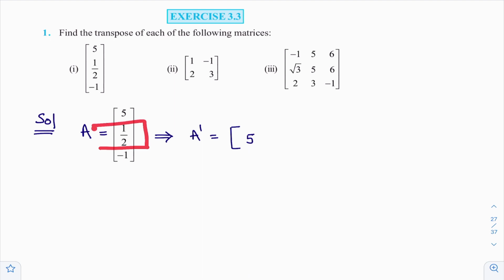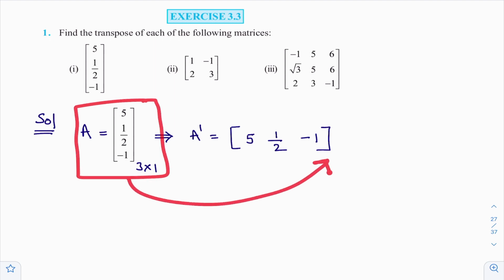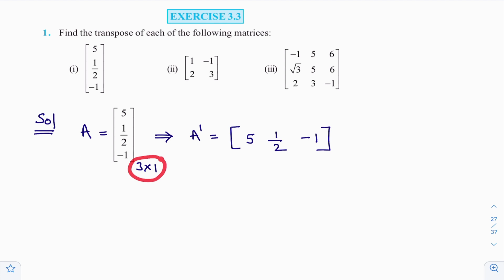Now, you take the second row, write it as a second column. In the second row, only one element is there. Second column is 1 by 2. Now, third row, only one element is there. You write it as a third column. So, if this is the matrix A, then its transpose is like this. You can observe one thing here. A is a matrix of order 3 by 1. When we transpose, you will get a matrix of order 1 by 3. This is 3 by 1. Its transpose has 1 row, 3 columns. So, A transpose is a matrix of order 1 by 3.